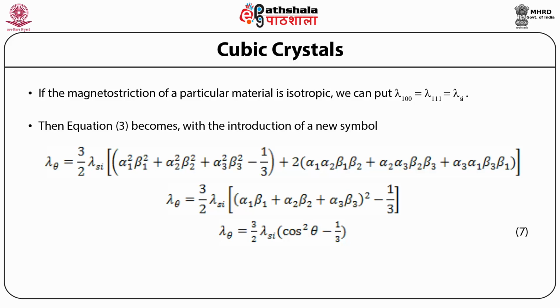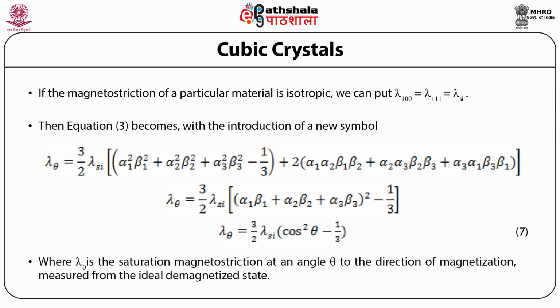Here lambda theta is the saturation magnetostriction at an angle theta to the direction of magnetization, measured from the ideal demagnetized state. If theta is the angle between the two directions defined by cosines alpha 1, alpha 2, alpha 3 and beta 1, beta 2, beta 3, then cos theta equals alpha 1 beta 1 plus alpha 2 beta 2 plus alpha 3 beta 3.